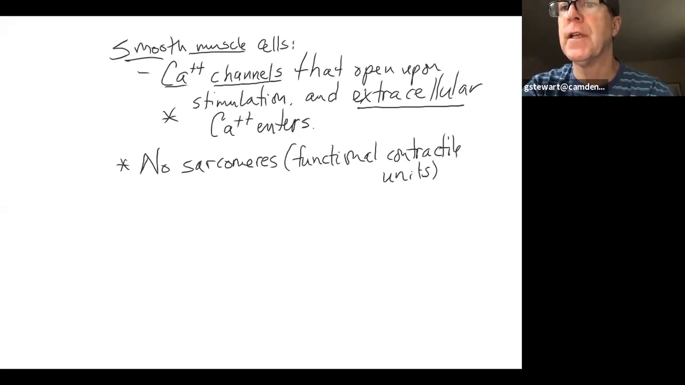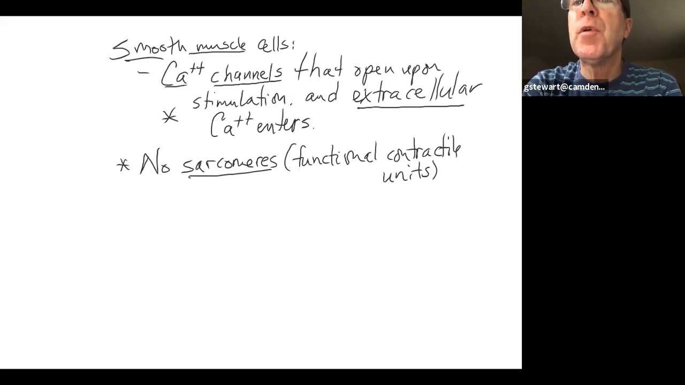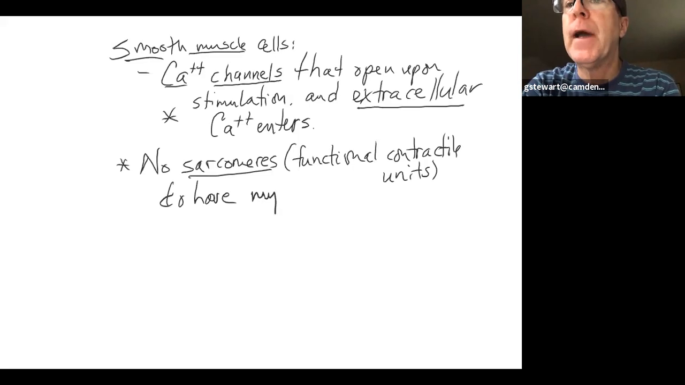Like skeletal muscle cells have. Skeletal muscles have sarcomeres. Smooth muscle cells do not. Their myofilaments, they do have thick filaments, myosin, and thin filaments, actin. They're different, and they're differently arranged. So I'm just going to put, they do have myosin and actin, but they are arranged differently.